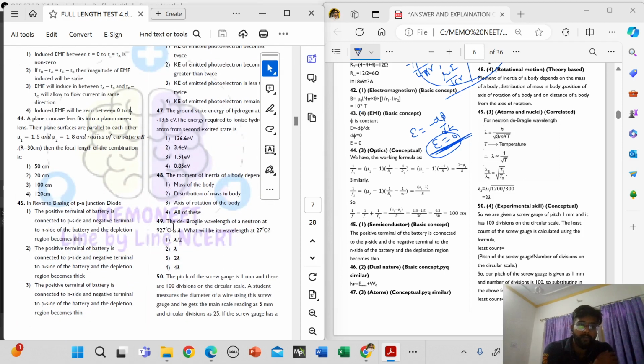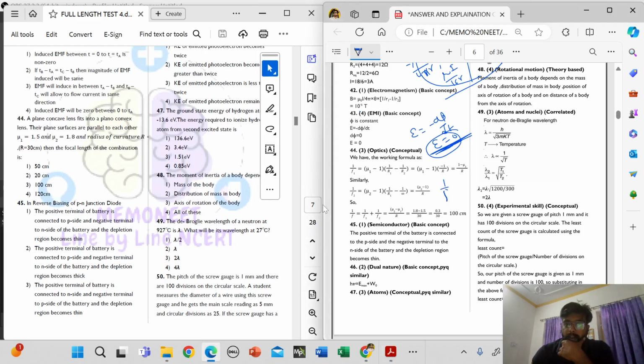Question number 44. A plano-concave lens fits into a plano-convex lens. Their surfaces are parallel to each other. The radii are 30 centimeters. Find the focal length of the combination. See, we have the lens maker formula: 1 upon f is equal to (mu minus 1) times (1 upon r1 minus 1 upon r2).